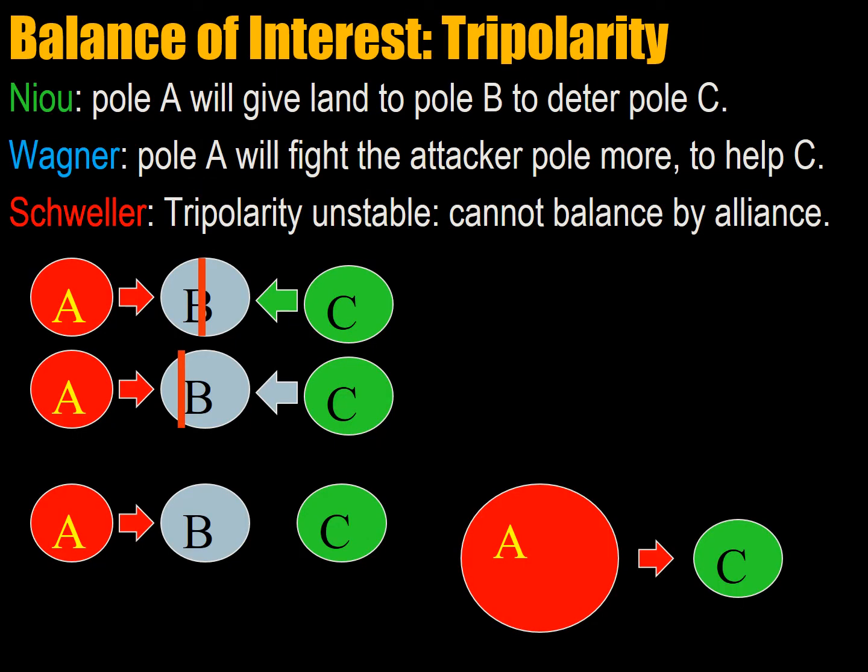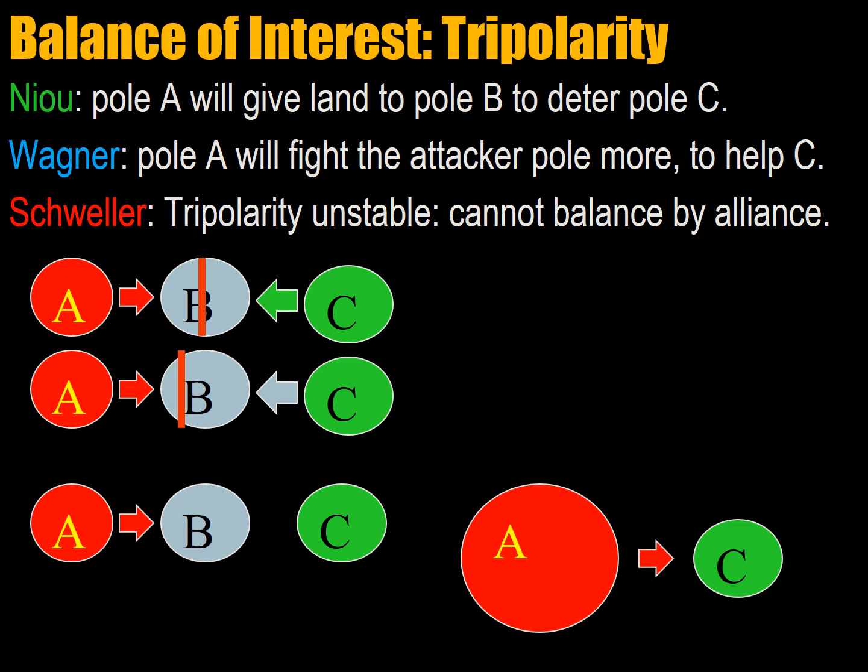Now, those that argue that tripolarity is stable, that contradict Schweller, are as follows. There's Niou. Niou argues that middle state A will give land or surrender some territory to state B to deter state C. And you can see that depicted in the top graphic. Wagner argues that middle state B will fight more to stop attacker state A than state C. So middle state B will fight disproportionately one side more than another.